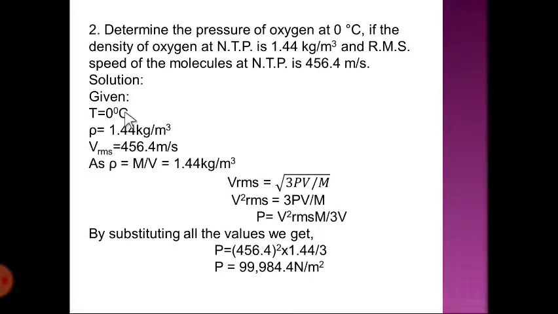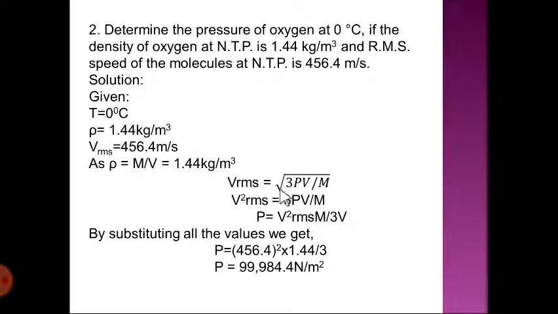T is 0 degrees Celsius, rho, which is density, is 1.44 kg per meter cube, VRMS is 456.4 meter per second. Rho is nothing but what? Mass upon volume. So it is m by v, which is 1.44. So I have written it again.